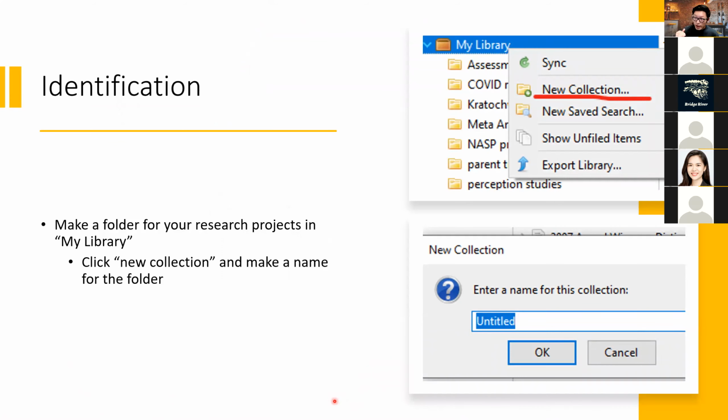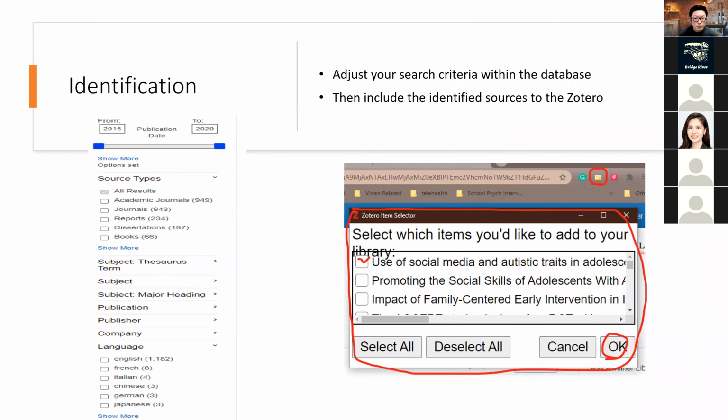The next step is creating a folder within Zotero. Don't worry, I'm going to show you later. The steps are: you go to My Library, right click, create a new collection, and you can name it whatever you like, something like social skills intervention for children with autism. Then click OK. Then you will have your own folder in this area, and the downloaded or collected articles and dissertations will all go to that folder, automatically organized for you.